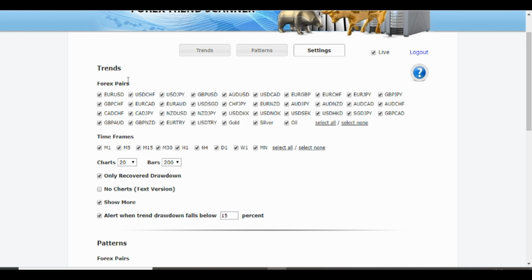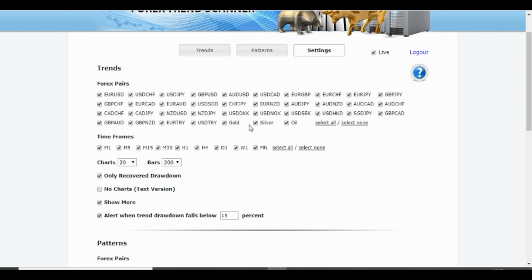Another good thing I like about this FOREX Trendy is that you can also perform a trend following. Okay, you will receive alerts when a trend on these forex pairs will fall below. You will decide the value. Okay, I selected 15%. Okay, because I don't like to follow trends with a drawdown higher than 15%.